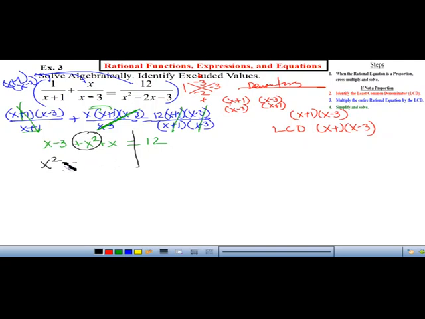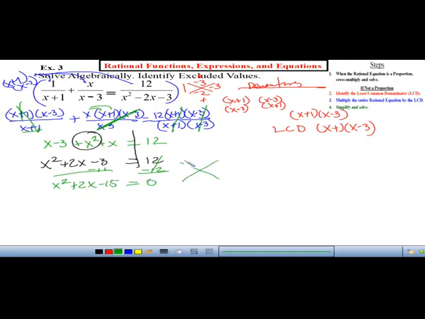X and x, so that's 2x. 2x minus 3 equals 12. How do we solve that, guys? Alberto, how do we solve that? Make everything equal to 0. Yes, so we minus 12, minus 12. That leaves us 0 equals x squared plus 2x minus 15.